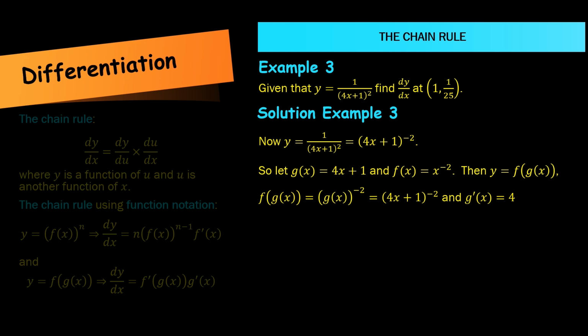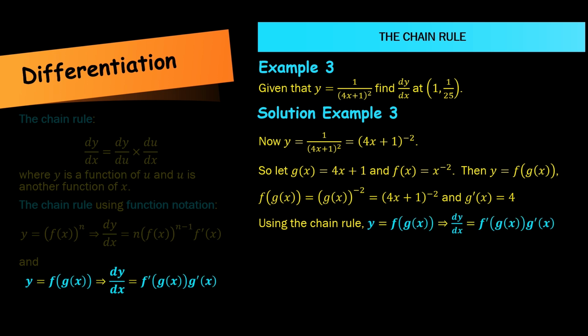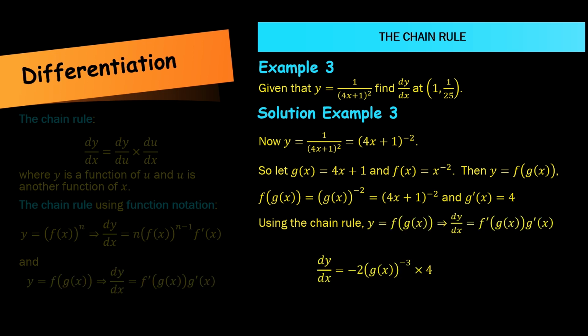And from this, we can deduce that g dash of x equals 4. The chain rule tells us that y equals f of g of x implies dy dx equals f dash of g of x times g dash of x. So we have dy dx equals minus 2 times g of x to the minus 3.